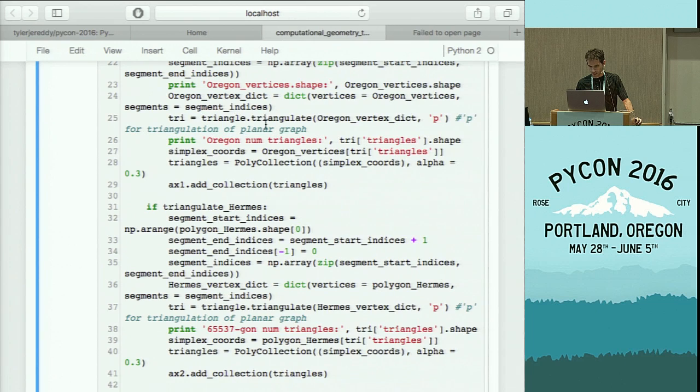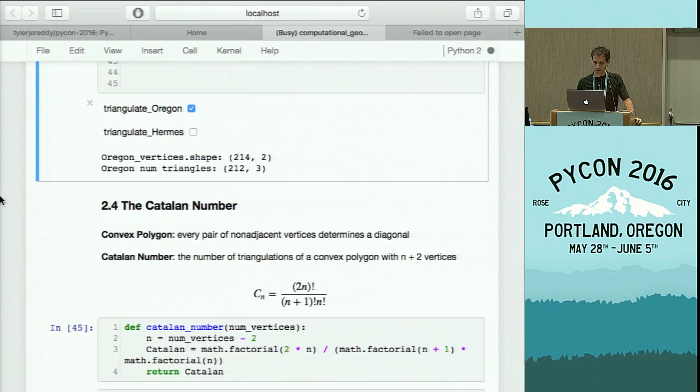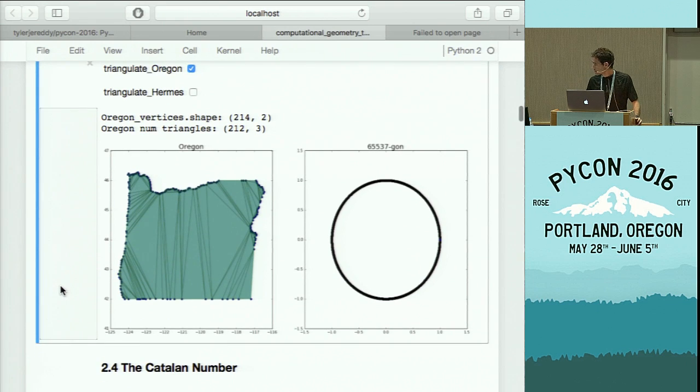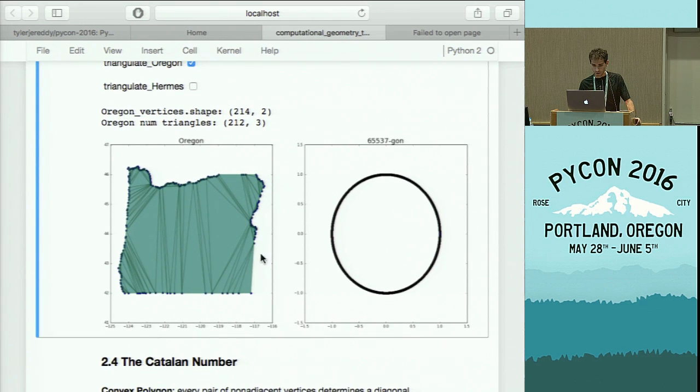Just a few checks. I'm going to print out the number of triangles in these two systems, the result of the triangle library. Let's see what happens if I triangulate Oregon. So it says, okay, yes, we have 214 original data points, and the number of triangles is 212. So that's n-2. You probably can't see all 212 triangles here, so I suspect some of them are really, really small. But you can certainly see that there are a lot of triangles there.